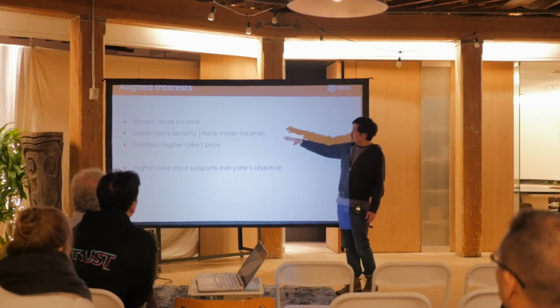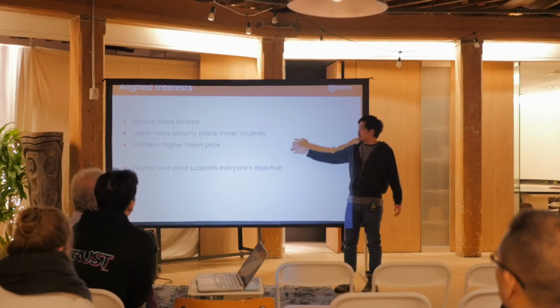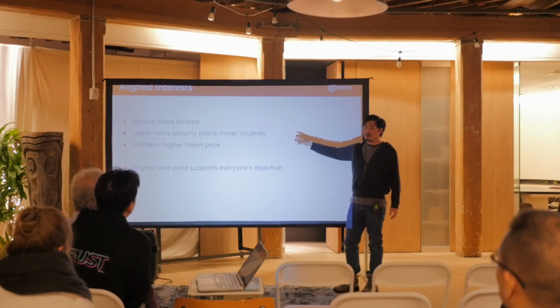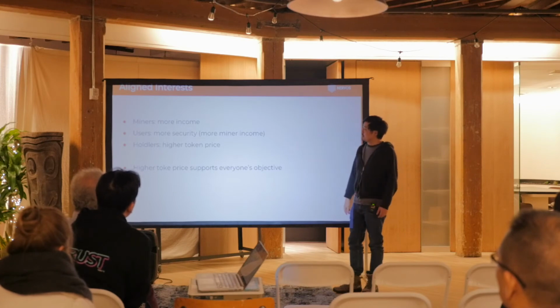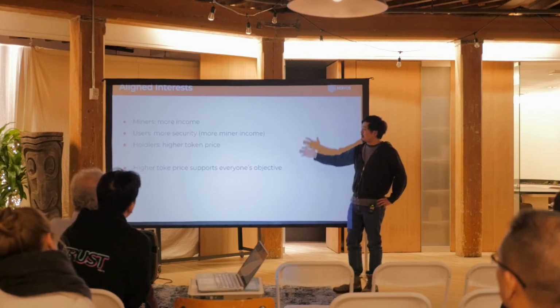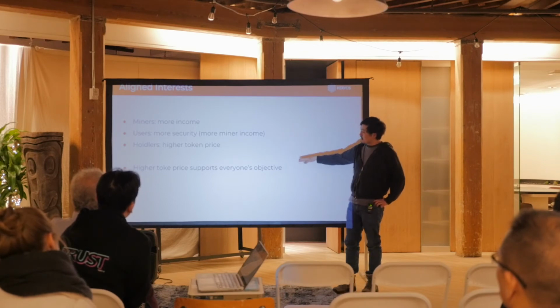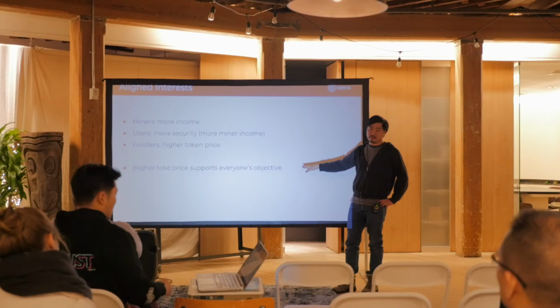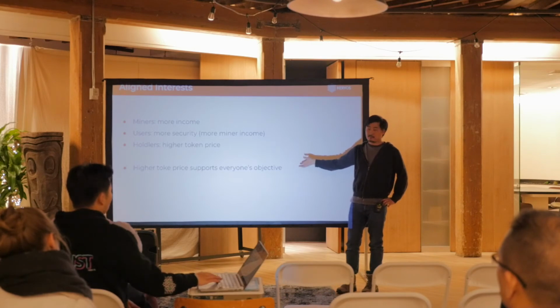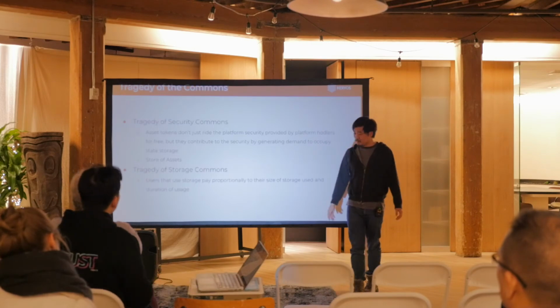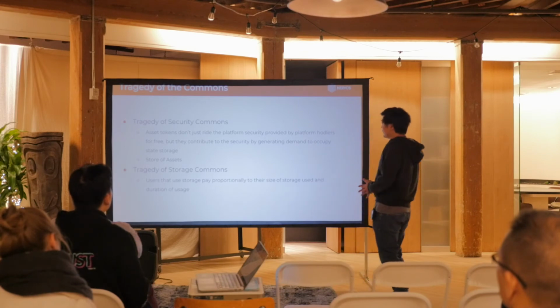And users want more security. How do you get more security? Well, higher miner income means better security, right? You have a higher security budget. That means you get more security. And hodlers or holders want a higher token price. And you see that a higher token price actually supports everybody's objective in this framework, right? Everybody's happy.